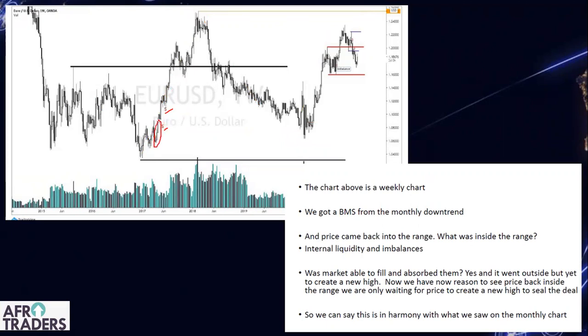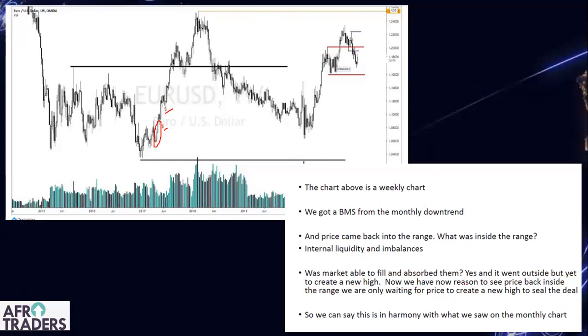For now, you will understand imbalances in the next few lessons. Right. The question is, was the market able to fill and absorb them? Yes, and it went outside, but yet to create a new high. We have moved outside the trading range, but we are yet to create a new high. So this is the target.